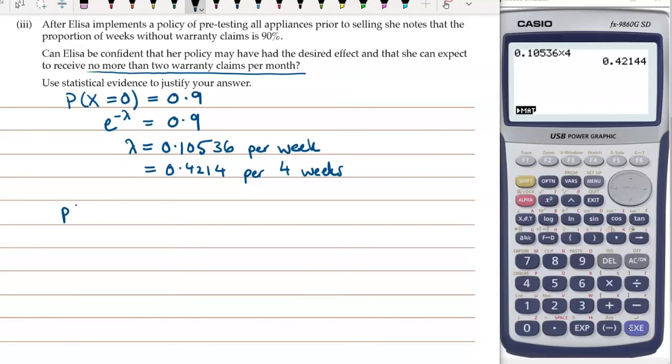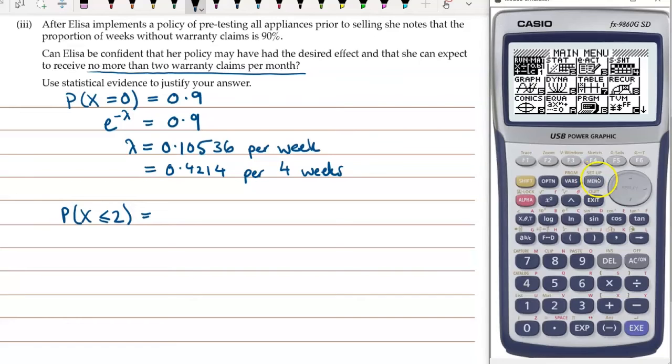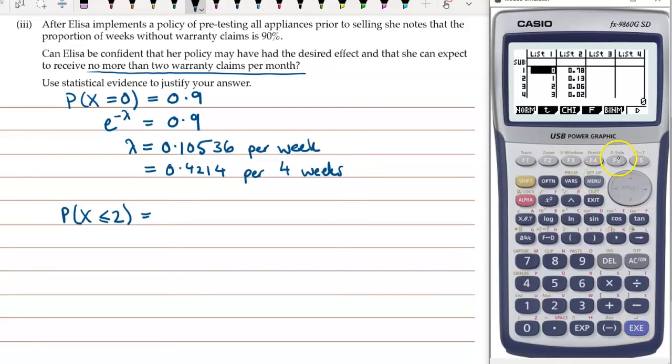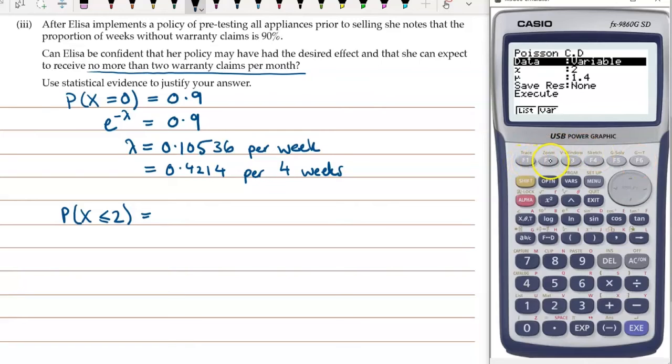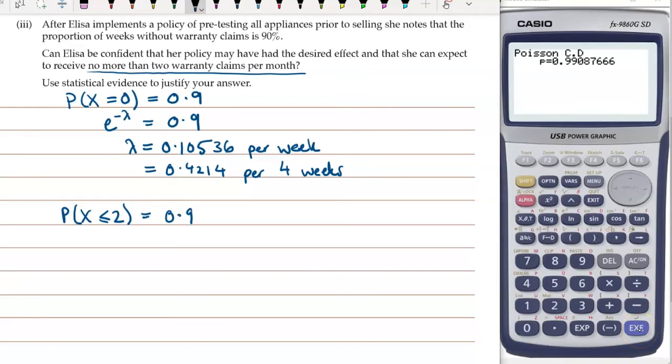So now the probability that x is less than or equal to 2 with this new lambda, we'll go over to stats, distributions, move along to Poisson, cumulative up to and including 2 with a lambda mean of 0.4214. And the chance of that happening now is 0.9909.